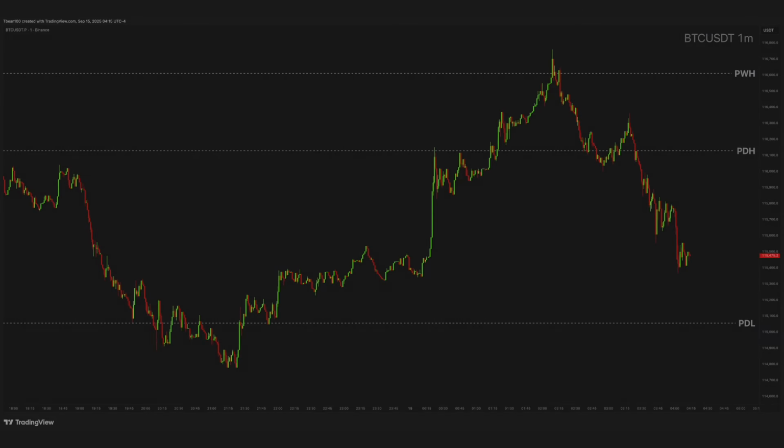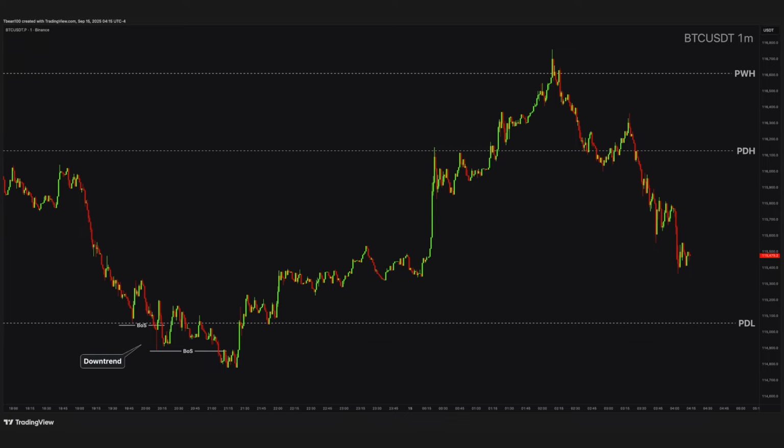Now we are looking at the same chart, but this time we are using the 1 minute time frame. If you take a look at the bottom left, you can clearly see that price was in a strong downtrend, pushing lower to take out the PDL, which stands for the previous day low, while continuing to make multiple breaks of structure. After the PDL was hunted, a reversal started to form, and the trend began to shift direction with a clean market structure break.